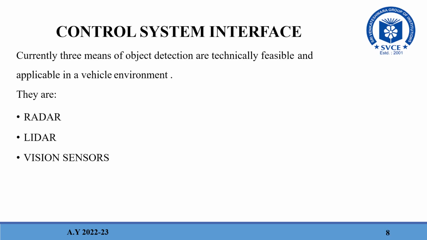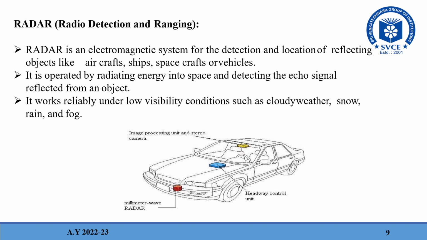Let's come to the control system interface. Currently, three means of object detection are technically feasible and applicable in the vehicle environment. They are radar, lidar, and vision sensors. First, let's talk about the radar sensor. It is also called radio detection and ranging.